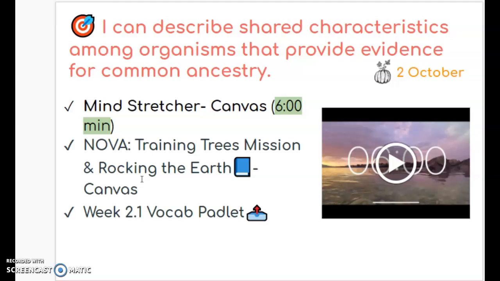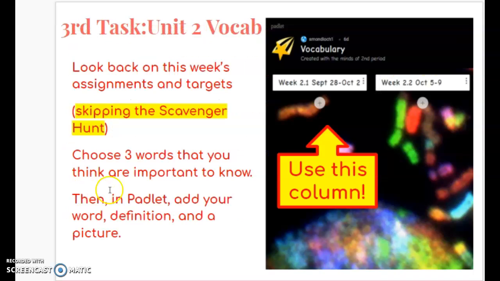Then the very last thing, we're starting a new unit, new term. On Fridays, we're going to put key vocabulary terms into Padlet. And you'll notice when you're in Padlet, I have the weeks in columns. So please pay attention to the dates that are there, and you'll only post in this column this week. And the next week you'll post in the next column.